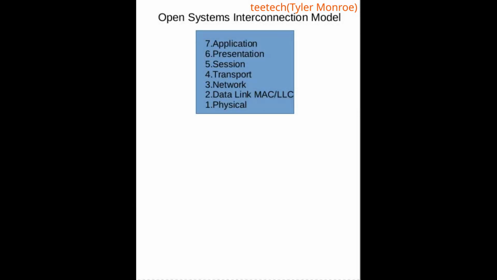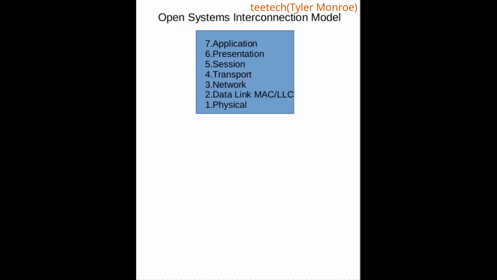Today we're going to be discussing the Open Systems Interconnection Model. So the OSI Model is the framework for how we understand and visualize networks. So when we're designing a network, we use this to find out how it should fit together, things like that.